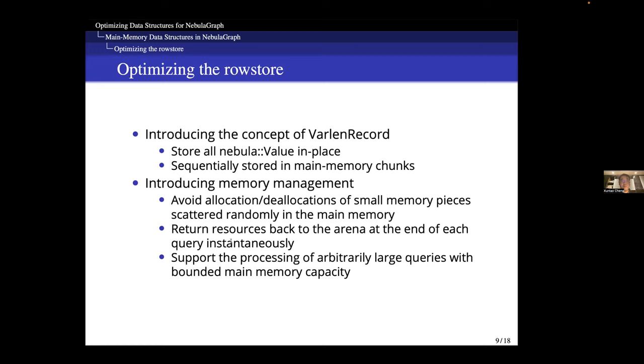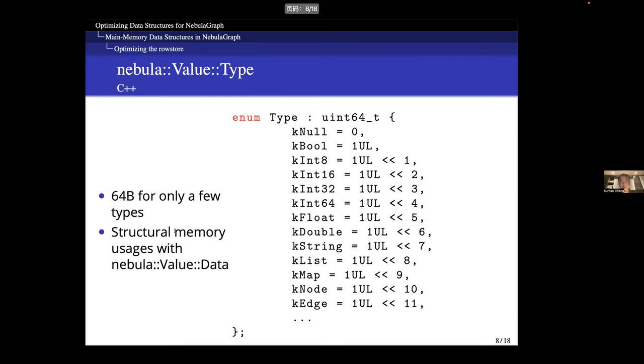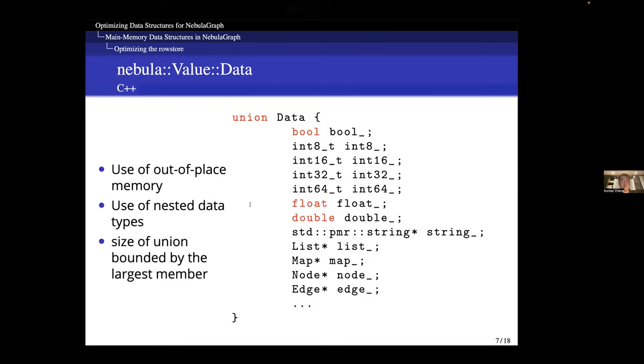And we want to return all the resources back to the memory arena at the end of a very big query instantaneously, so that memory resources can be released and used by other queries. Currently, in our current version, we have the problem that we release memory at a very slow pace, because for each data element, we are using a lot of out-of-place memory pointers.